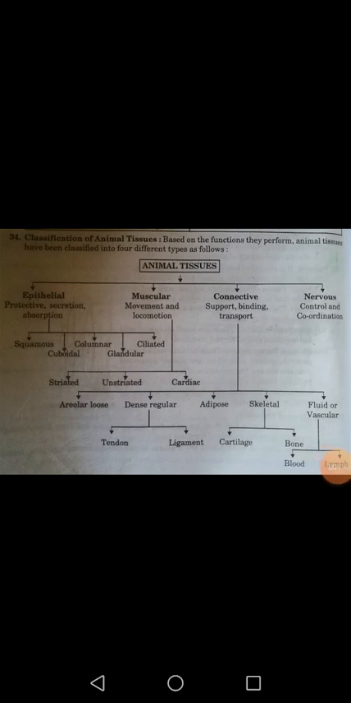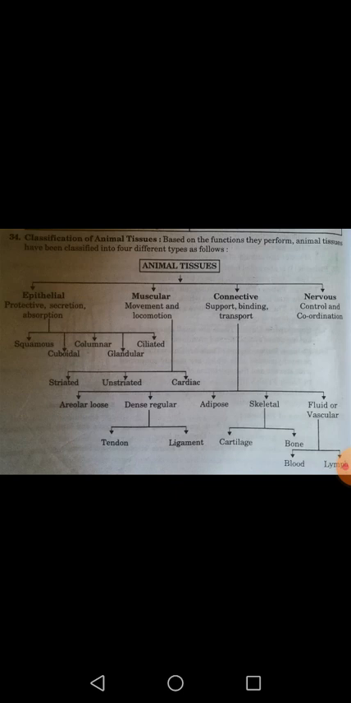Good morning, students. As we are discussing tissues in this chapter, in the previous video we discussed various types of plant tissues. In today's video, we are going to discuss a new kind of tissue, and that is animal tissue. I want to tell you that, based on the functions they perform, animal tissues have been classified into four different types.